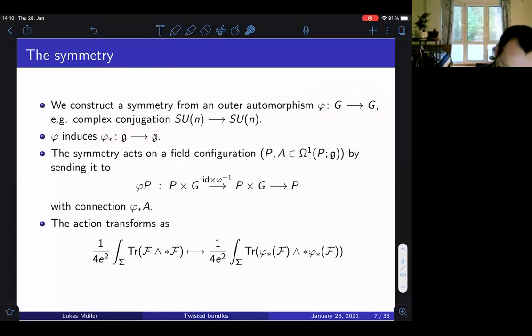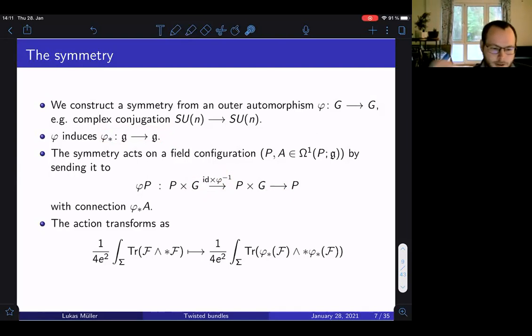So we act on a field configuration, which is a principal bundle with a connection, which we can describe as a one form on the total space. And we act on this bundle by sending it to a new bundle, where now the right action of the bundle is not the one we had before, but it's twisted by first applying phi to the minus 1, so the inverse on the G part, and then the old action. And for the connection, we just use this induced morphism on the Lie algebra part of the connection. So we get a new one form with values in the Lie algebra on the total space.